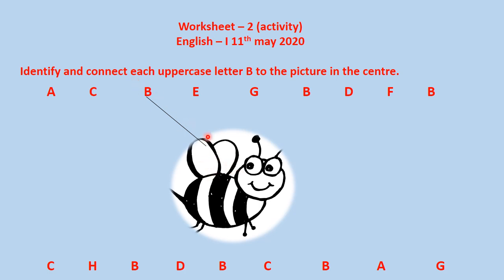So, this is how you have to do. You connect all the letter B here. This is also another letter B. Connect the line. This is also another letter B. Connect it. Here also another one, and another one. So you do this at home.